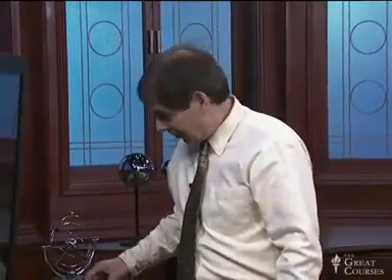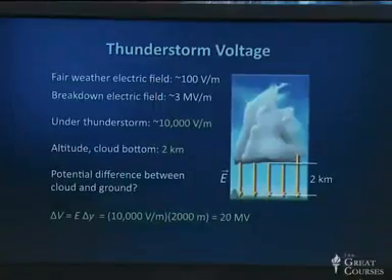But in the vicinity of a thunderstorm, the fields can get much higher. And when they do, the air breaks down. And that's what gives rise to a lightning strike. So there's a very simple example where we've done a calculation of voltage.